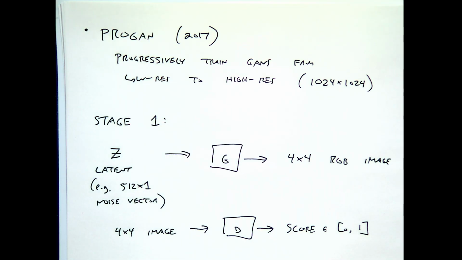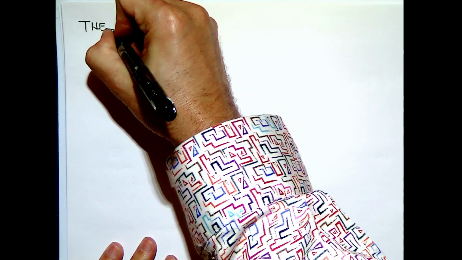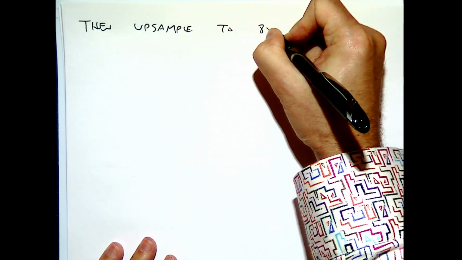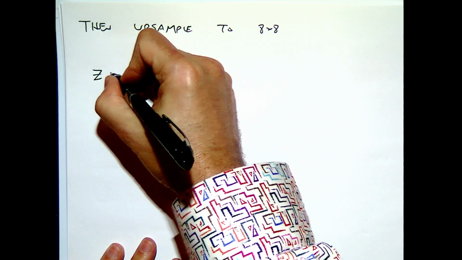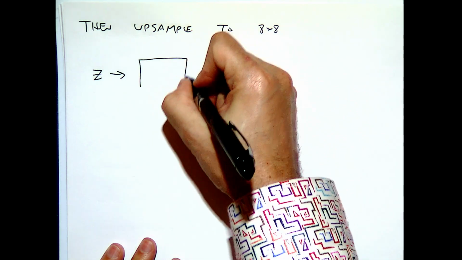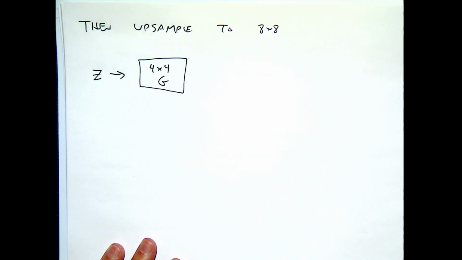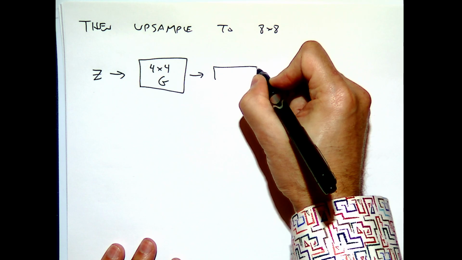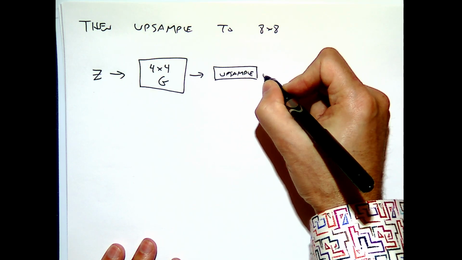So we start with this low-res 4x4 thing, and then we upsample the images and move on to an 8x8 scheme, right? So the next stage is that we upsample everything to an 8x8 version, right? The idea is that we have our same latent, the same 512 by 1 dimensional vector, and we have the 4x4 generator that we learned before. And then what we could do is upsample that image, which produces an 8x8 image.